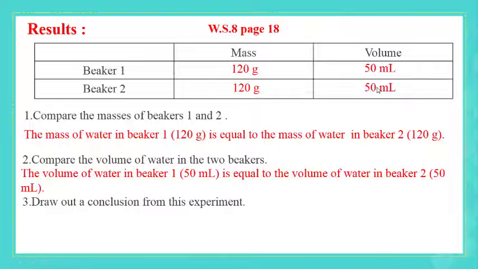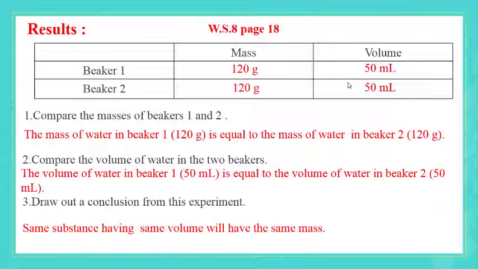Question number 3. Draw a conclusion from this experiment. To have a convenient conclusion, we should organize the given, then answer. So, we have two same beakers 1 and 2, two same masses of 120 gram, two same volumes of water contained in the two beakers. What does this mean? Same substance having the same volume will have the same mass.